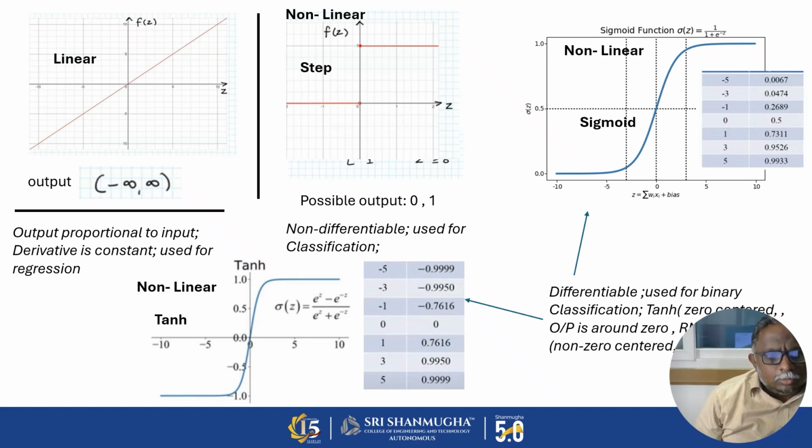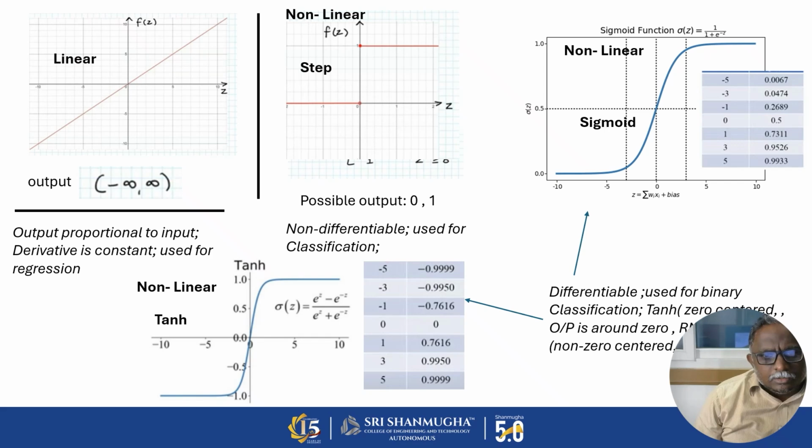There are two categories of activation function. One is linear, another one is non-linear. If you look at a linear one, the output is going to be from minus infinity to infinity. The output is proportional to the input. The derivative is going to be constant when you go for a gradient. And this can be used for the regression problem.